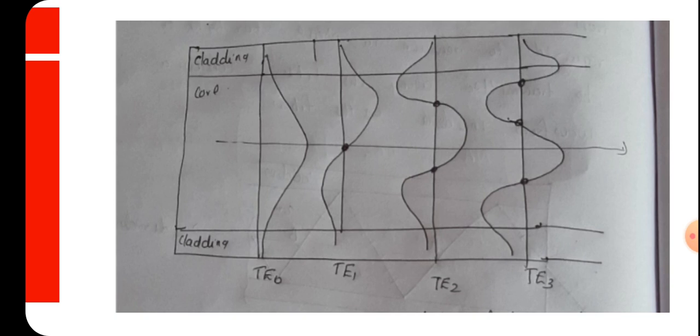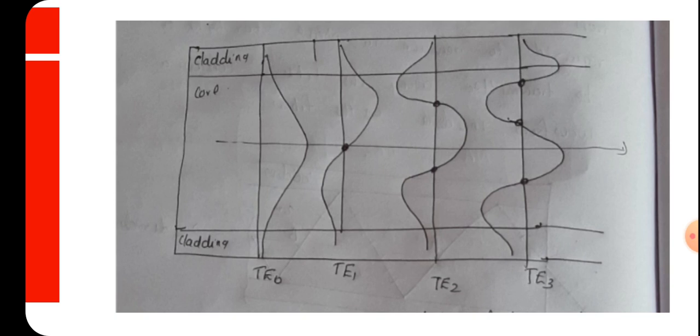If you draw a reference line, two field maxima are left of the reference line and one field maxima is right of the reference line. We can also see two crossing points with the reference line, and these field patterns cross 2 points of the reference line. So we can represent TE2, the order of the mode is 2, and that means 3 field maxima are there.